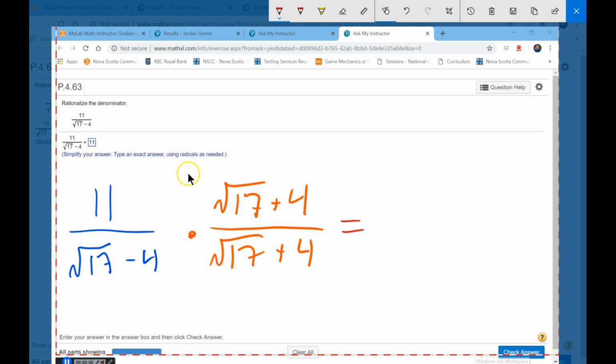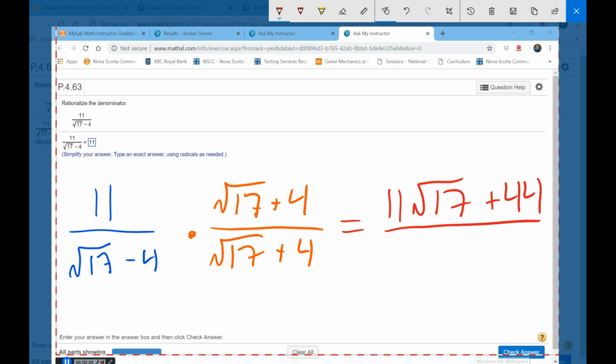Up top, I have a number multiplied by a binomial, so I'm going to distribute. Now here, this is 11 times root 17, and that works out to be 11 root 17. This 11 is not under a square root symbol, so it doesn't interact with this at all. We just assume that there's a 1 out here in front, and that's what we multiply there. 11 times 4 gives us plus 44. That's going to be our second answer up top.